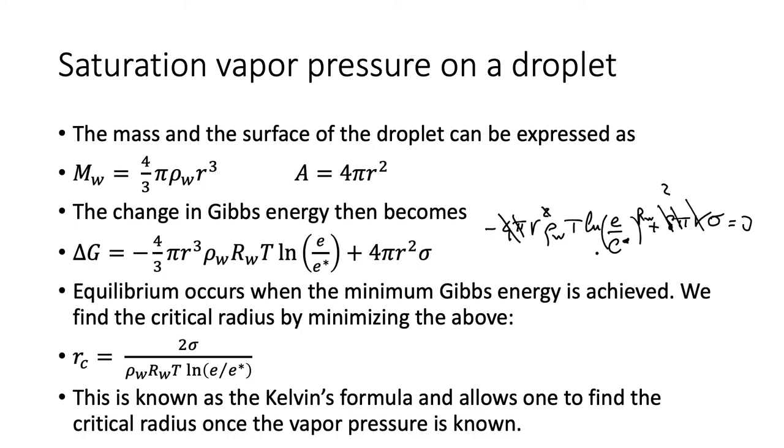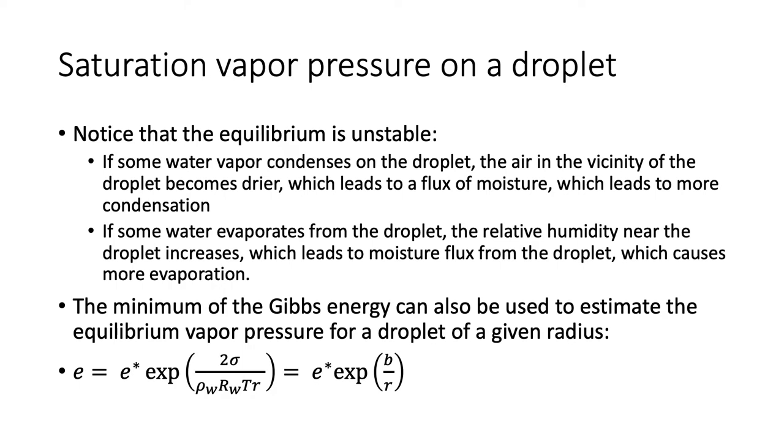A radius bigger than that, the droplet will grow automatically. Radius smaller than that, the droplet will decrease. Okay, never mind. This is also known as the Kelvin's formula, okay, and allows us to find the critical radius. Excellent.